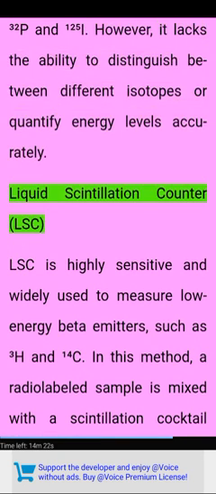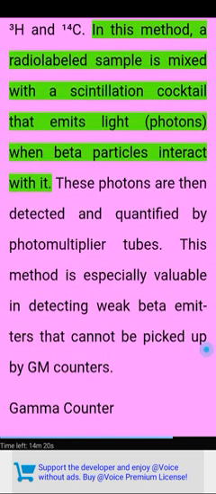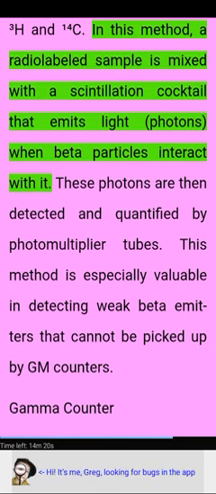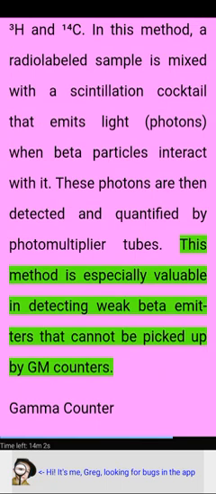Liquid scintillation counter (LSC). LSC is highly sensitive and widely used to measure low-energy beta emitters, such as ³H and ¹⁴C. In this method, a radiolabeled sample is mixed with a scintillation cocktail that emits light photons when beta particles interact with it. These photons are then detected and quantified by photomultiplier tubes. This method is especially valuable in detecting weak beta emitters that cannot be picked up by GM counters.